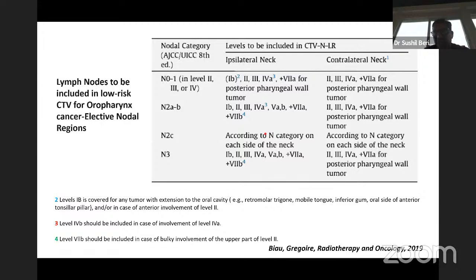As you can see, we talked about it: for N0 or minimal N1 disease, you include 2, 3, 4 and the retropharyngeal node for a posterior pharyngeal wall tumor. For N2A and 2B, you also include level 5 node and retrostyloid node. Similarly, for the contralateral neck, you can just get away with 2, 3, 4 node for N0 disease with the retropharyngeal node. But if there is involvement of the contralateral node, then it becomes similar to the ipsilateral side.